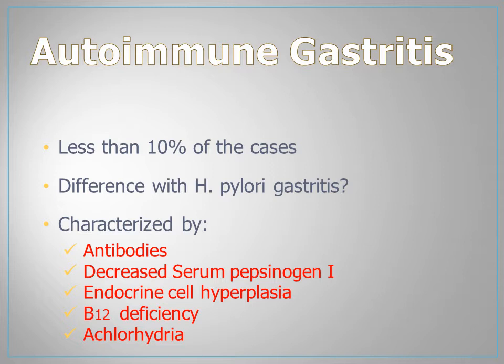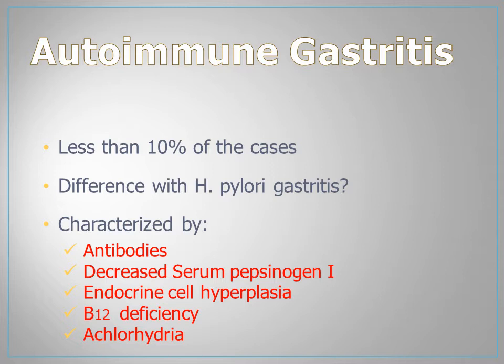Autoimmune gastritis is characterized by development of antibodies which are formed against the parietal cells and the intrinsic factor, and these antibodies can be detected in the serum, and they can also be detected in the gastric secretion. There is decreased secretion of pepsinogen 1, and endocrine cell hyperplasia is associated with this autoimmune gastritis. When there are antibodies against intrinsic factor, it will lead to deficiency of B12, and there is decreased or defective acid secretion that is called achlorhydria. So these are the 5 important characteristics of autoimmune gastritis.